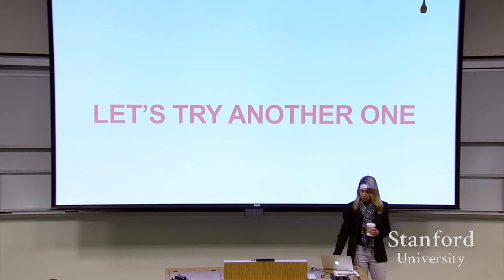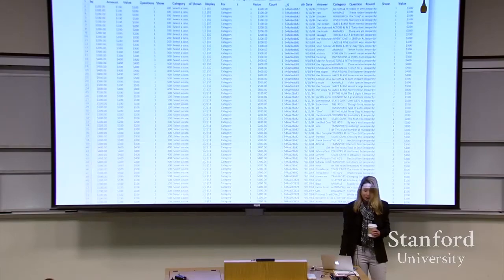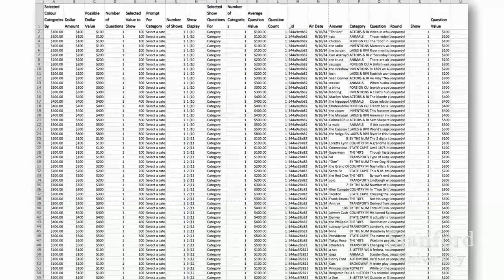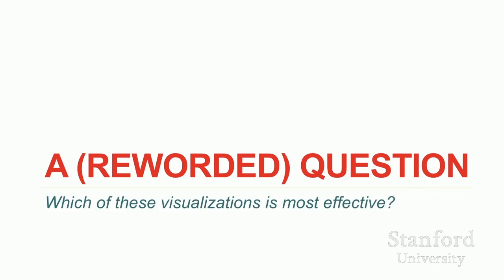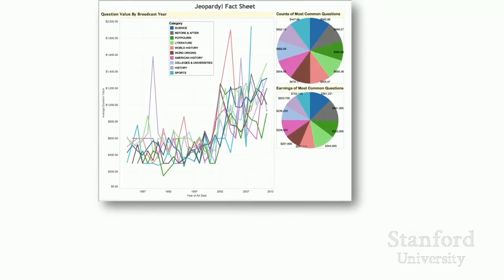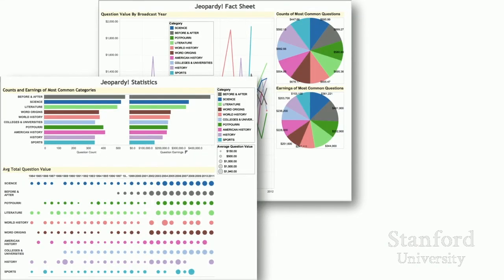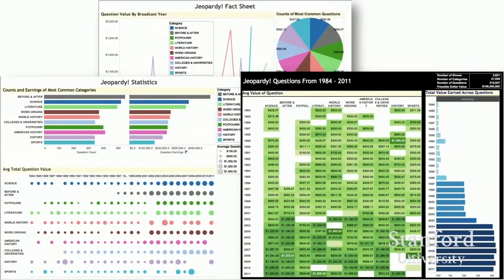Let's try another one. What's the best way to describe or visualize this data? Okay, and that's only a very small fraction of it. It's going to be a little harder to answer that one. Don't shout out your answer yet. Let me reword the question again. Which of these visualizations is the most effective for this data? That, or that? Of course, you can't even really see the numbers.